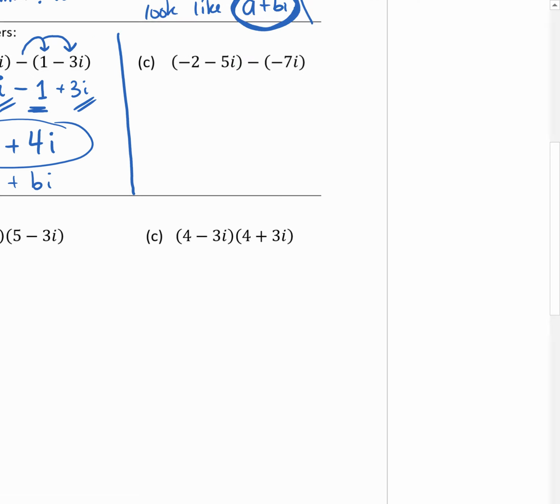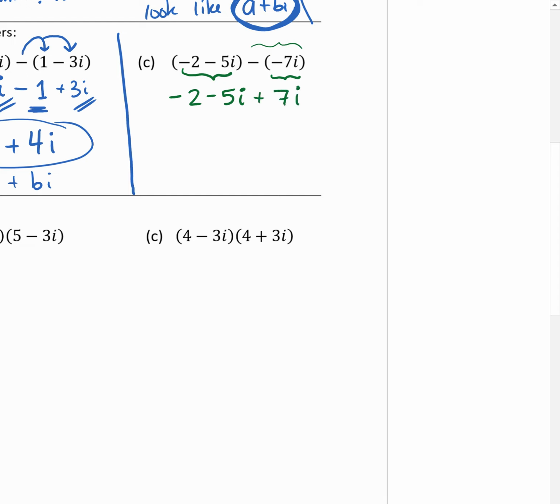So part C is similar. Notice the first complex number has a real and imaginary part, but the second complex number only has its imaginary part. But it's not a big deal. I'm going to remove the parentheses on the left, because they're not really there for any reason. But the parentheses on the right, if I want to remove them, I'm going to take the negative negative and make it positive 7i.